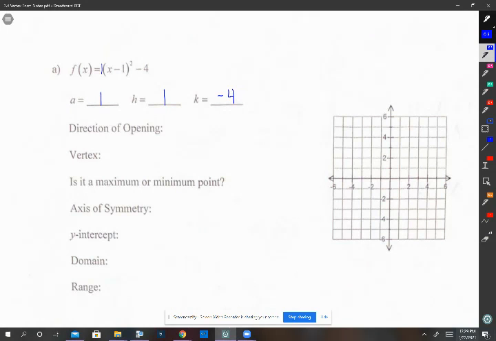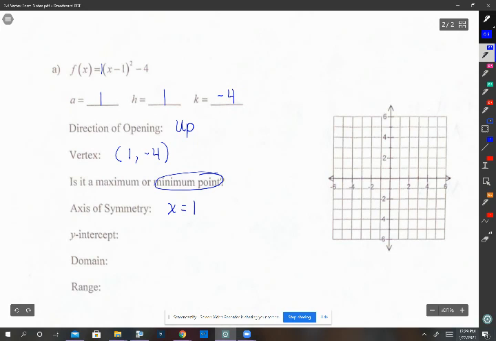The direction that it opens is going to open up because a is positive. So it opens up, and your vertex is the hk value. So our vertex is 1, -4. And then is it a max or a min? Well, because it faces up, it's a minimum. The axis of symmetry is x is equal to 1. And those are all things that I could graph right now. So I can go over 1 down to -4.